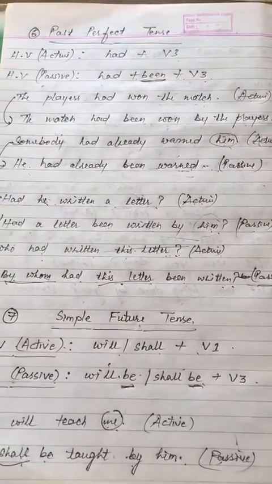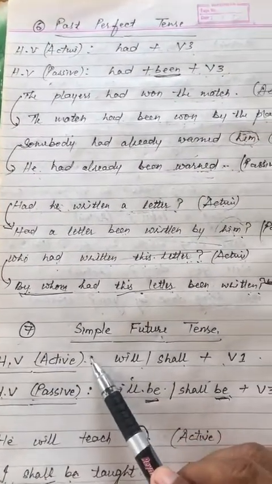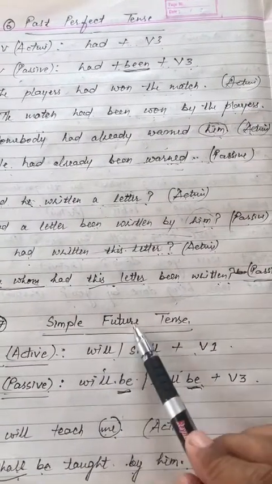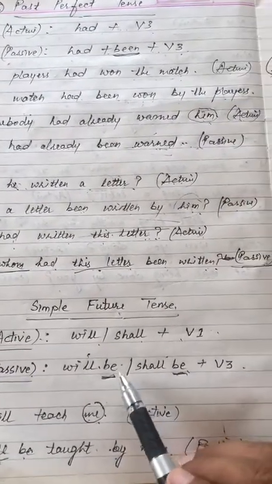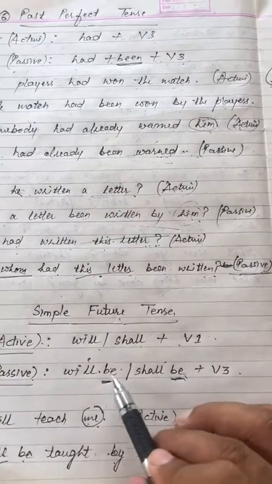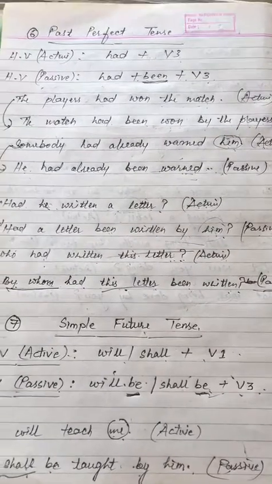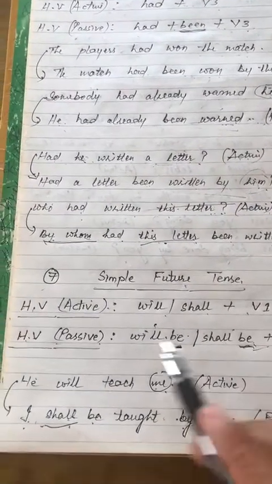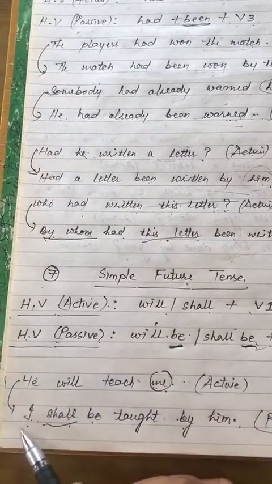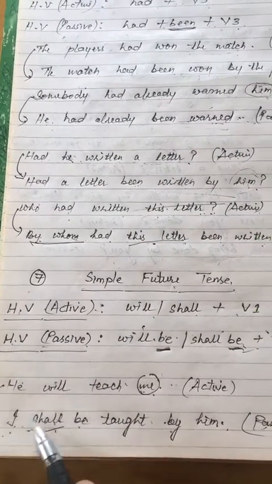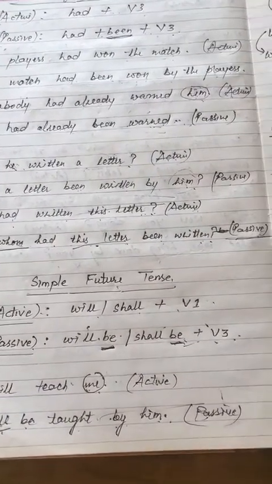Now the seventh tense is your simple future tense. Helping verbs in the active voice, we had already studied it, will or shall plus first form of the verb. And now the helping verbs in the passive voice are, will be or shall be. We have added here be, and always third form of the verb is used. Now examples one by one. He will teach me. Active voice, me is your object, it becomes your subject, means I shall be, according to the rule, taught by him.